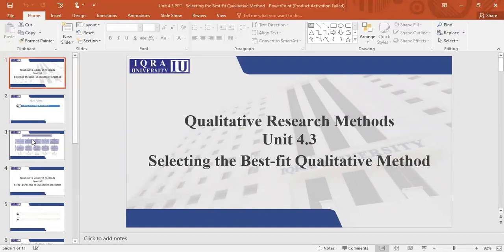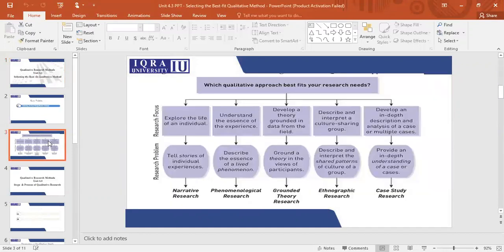So if you come to this table, you will see that you will need to understand your research focus and your problem. If you are investigating or exploring the life of an individual, the experiences of an individual, you will be doing a narrative research. If you are trying to understand the experiences of different people, you might be comparing them or describing them as an essence altogether, then it will be a study on phenomenological research.